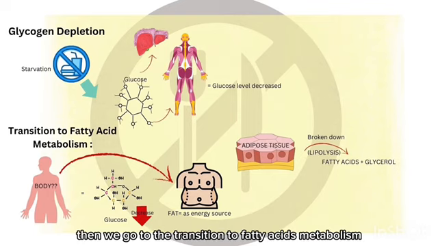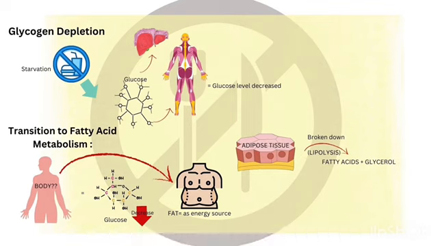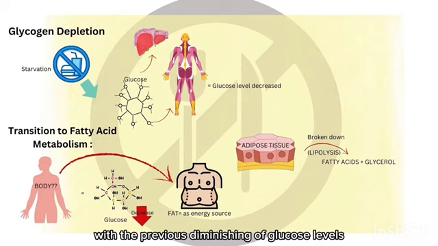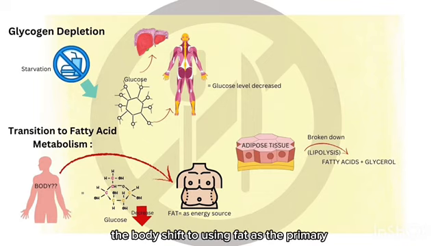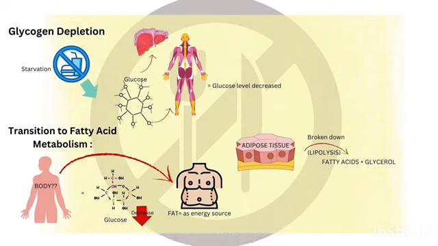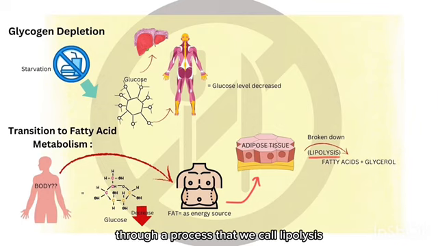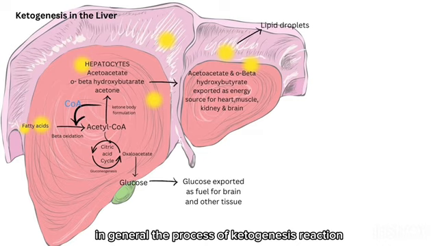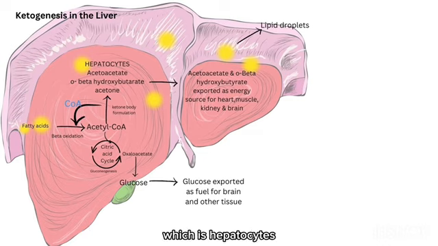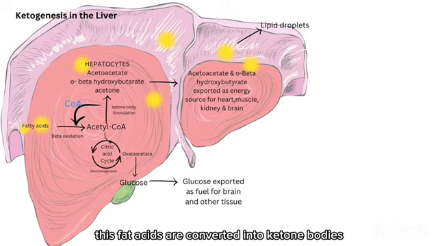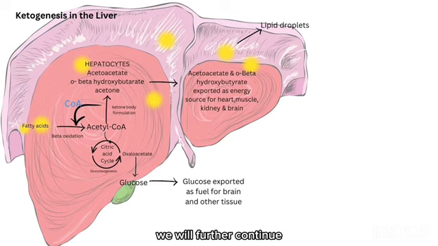Then we go to the transition to fatty acid metabolism. With the diminution of glucose levels, the body shifts to using fat as the primary energy source. Body fat, which is adipose tissue, is broken down into fatty acids and glycerol through a process that we call lipolysis. In general, the ketogenesis reaction occurs in the matrix of the mitochondria of the liver, which is the hepatocytes. Thus, in the liver, these fatty acids are converted into ketone bodies. We will further continue to learn about the process of ketogenesis after these slides.